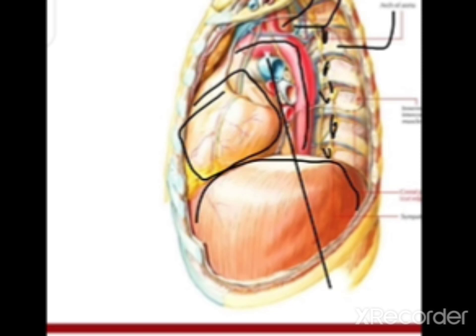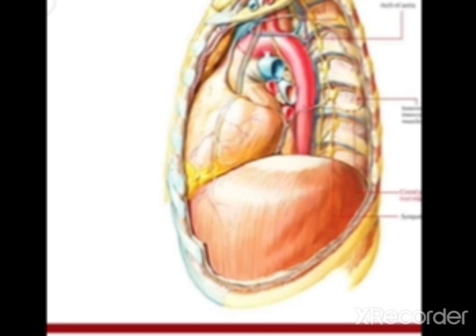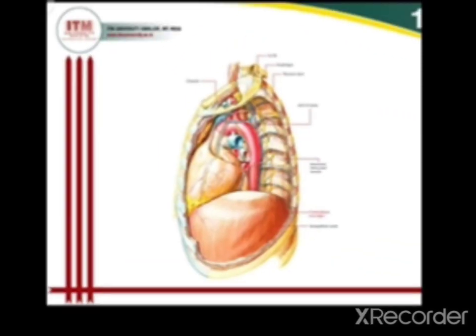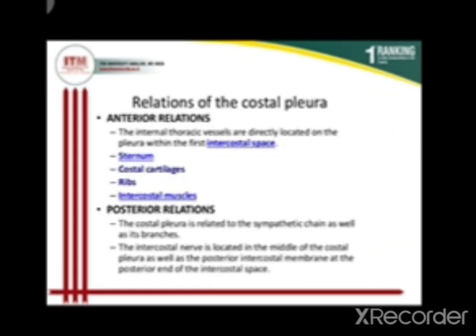So it covers this outer portion. Okay, this outer portion is covered by the thoracic pleura. That is the costal pleura. Fine. Next is the relations of the costal pleura.